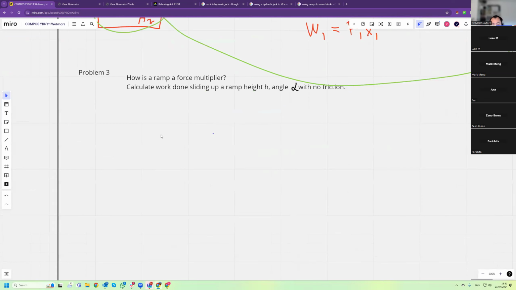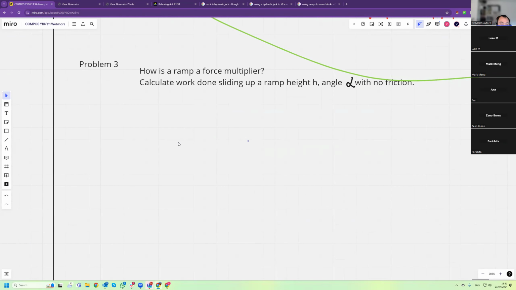So a ramp was used to lift heavy blocks onto the pyramid. So how is it a force multiplier? Well, let's have a look. Let's do a little bit of maths. Let's be a little bit mathematical about it.